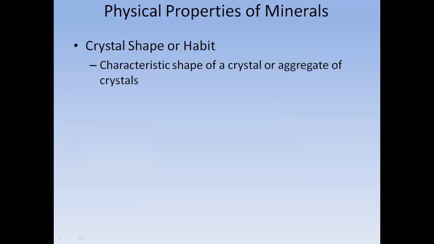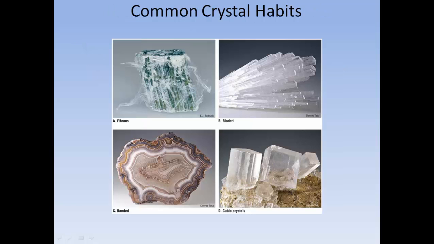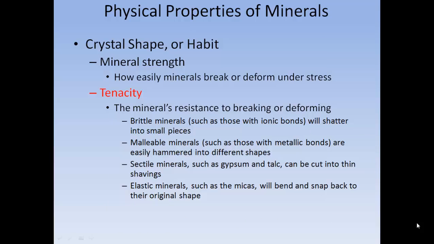Crystal shape, or habit. It's a characteristic shape of a crystal or aggregate of the crystals. Some minerals will form a very fibrous crystal habit, like asbestos. Some crystals will form a bladed shape. Some may form cubic crystals. Some may form banded forms. So there are many different crystal habits.